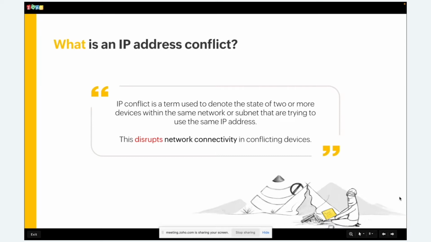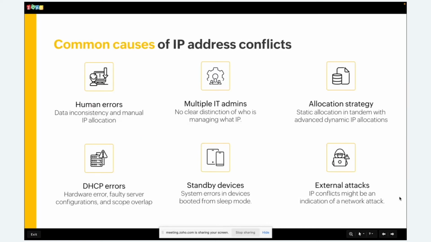So it is a serious issue. It can lead to degraded network service. It can lead to loss of network connectivity. It can reduce your network performance, and it can reduce the trust your end users have in your network. So it is important that we understand the cause of these IP address conflicts and proactively prevent them from happening in our network. So what are the common causes of IP address conflicts?